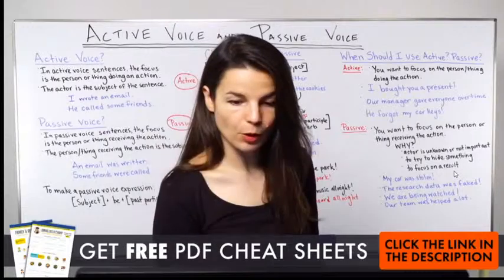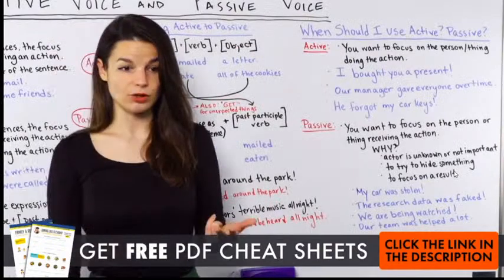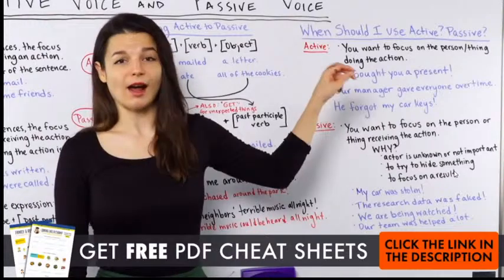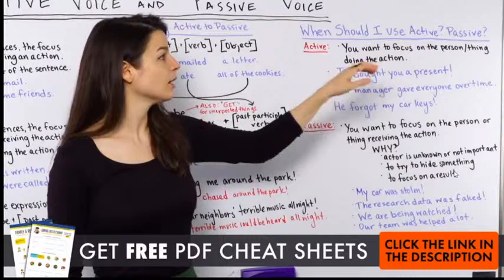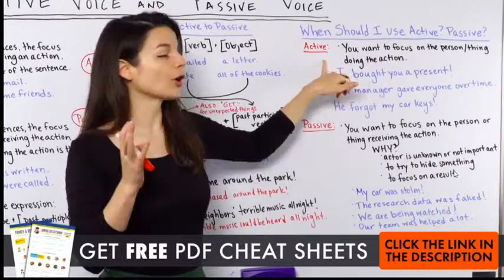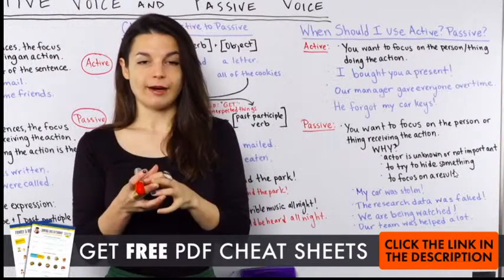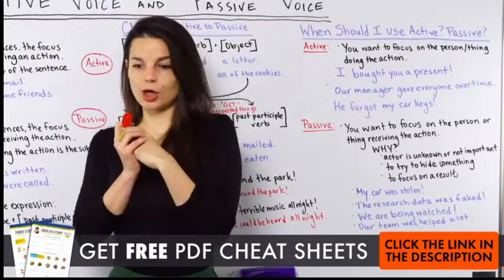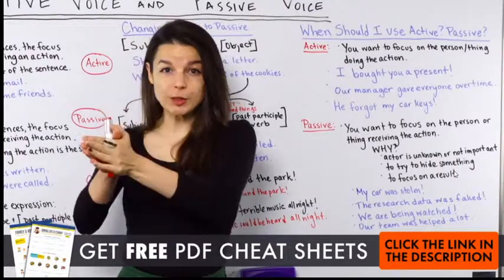In part 3, I'm going to talk about when you should use active and when you should use passive. So first, let's talk about active voice. When should you use active voice? Use active voice when you want to focus on the person or the thing doing the action. For example, you want the responsibility or you want the credit for something. You want to be very clear who did this thing.